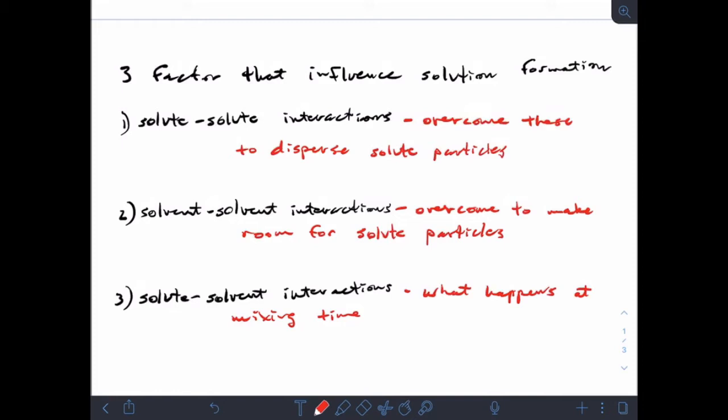Okay, so we've overcome our solute-solute interactions, so our particles of the solute have come apart. We've overcome our solvent-solute interactions. We've overcome our solvent-solvent interactions, so we've made room for the solute particles. Now we have to think about how the solute and the solvent interact with each other. So now that we've overcome the first two, now we're actually mixing and we have some interactions.